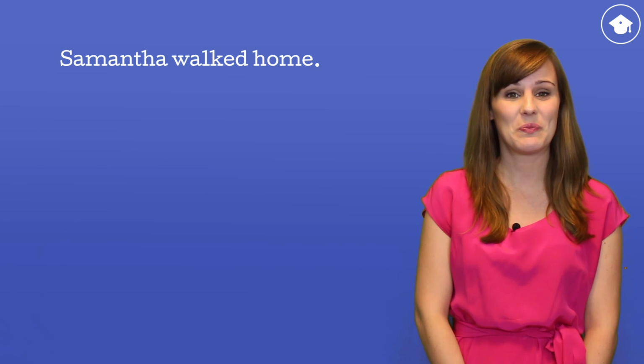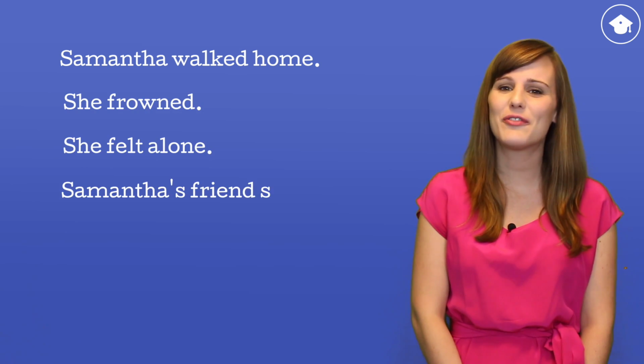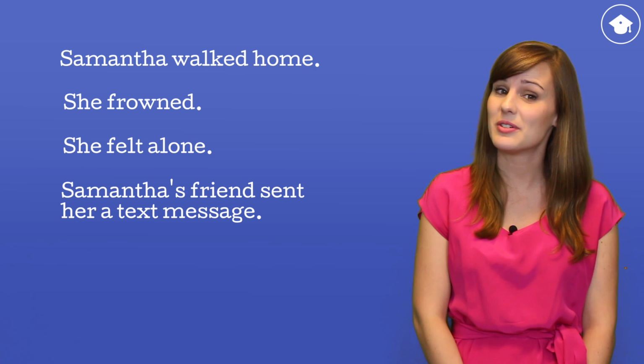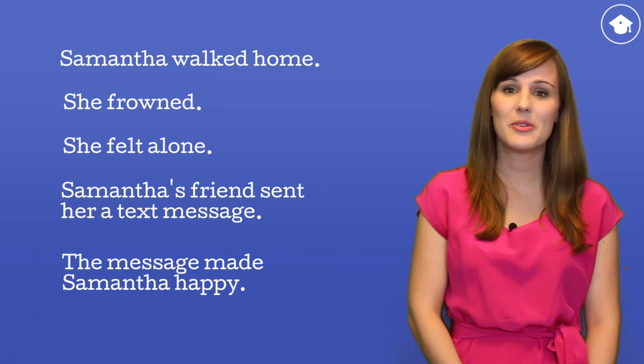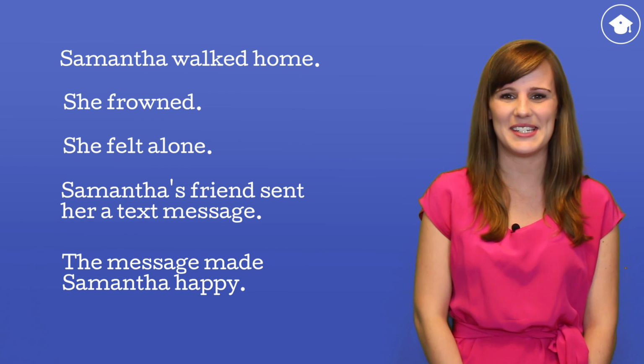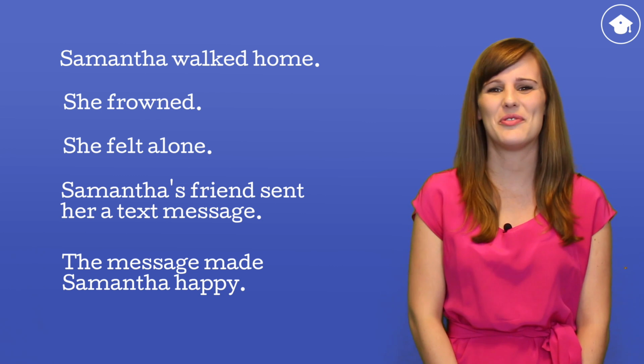Here's an example. I'll tell a little story and I'll use all 5 sentence types in order. Samantha walked home. She frowned. She felt alone. Samantha's friend sent her a text message. The message made Samantha happy. So there's a little story with all 5 sentence types. Try writing one yourself. Let's review.